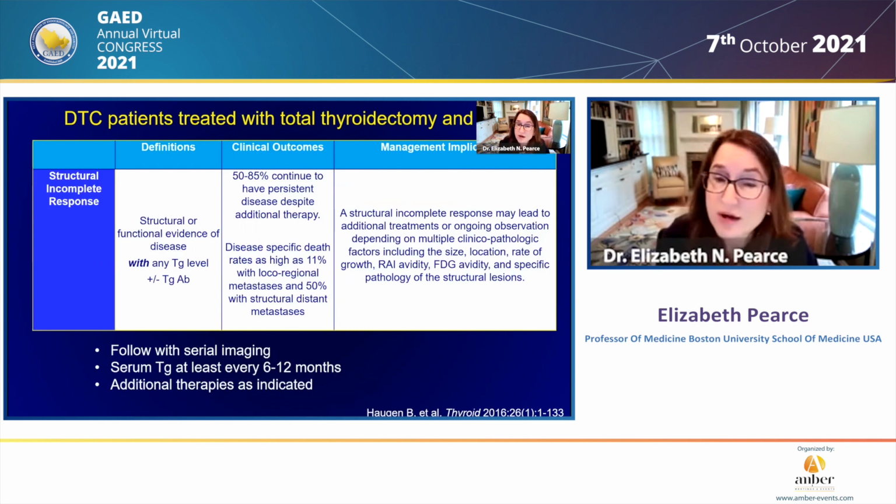So death rates as high as 11% if there's local disease in the neck, or as high as 50% if there are distant metastases. And these patients are the patients who may be candidates for additional treatment, depending on exactly where that tumor is and how extensive it is. So these patients certainly we're going to be following closely with serial imaging, following closely with serum thyroglobulin, and pursuing additional treatment.